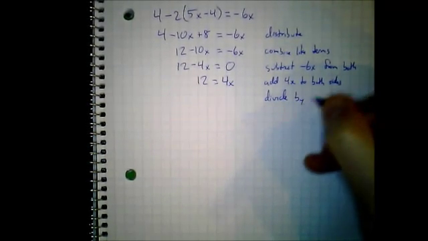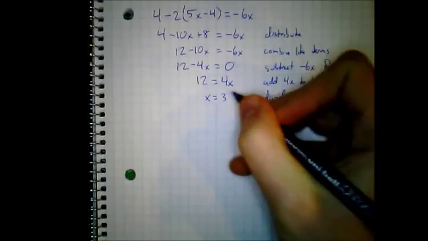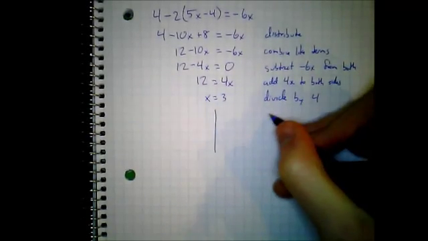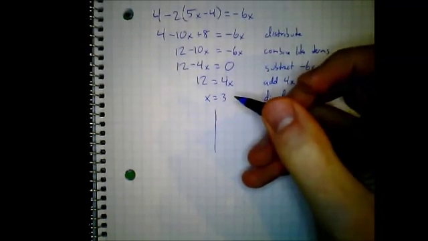Now I'm going to divide by 4. I get x equals 3. I'm dividing my 12 units between my 4x's, and I get x equals 3. And I know it takes a little bit of time, but we're going to check our work, because it's better to take extra time and get it right than to get it wrong very quickly.